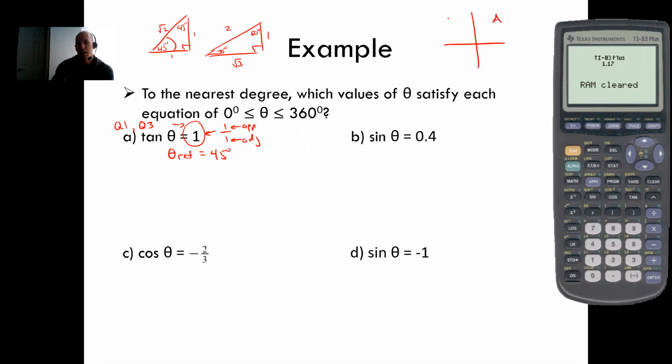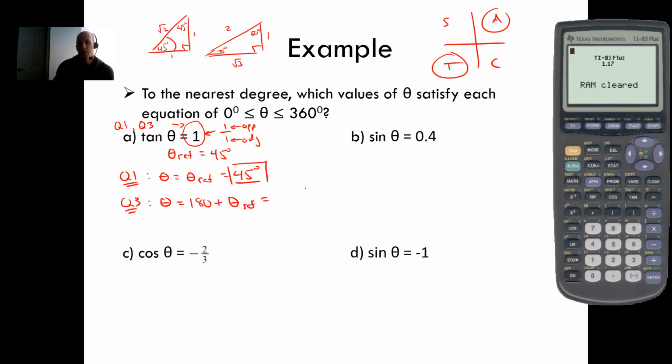Remember that ASTC. If tan is positive, it's either here or here. So we know the reference angle is 45. The way I like to do this is I like to say, okay, in quadrant 1, theta equals, and it's really simple, quadrant 1, theta equals the reference angle. So it's 45 degrees. That's the solution. In quadrant 3, we'd say theta equals 180 plus the reference angle. So that would give us 225. So if we push tan of 45 or tan of 225, it's going to be equal to 1.